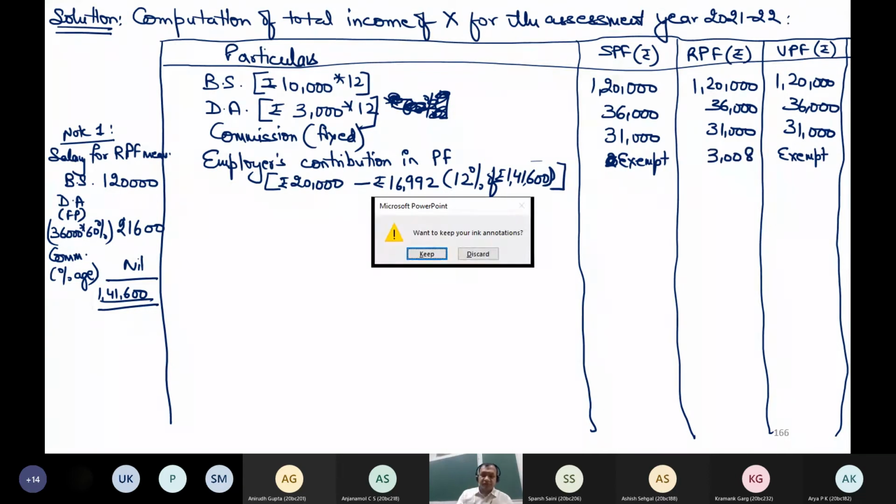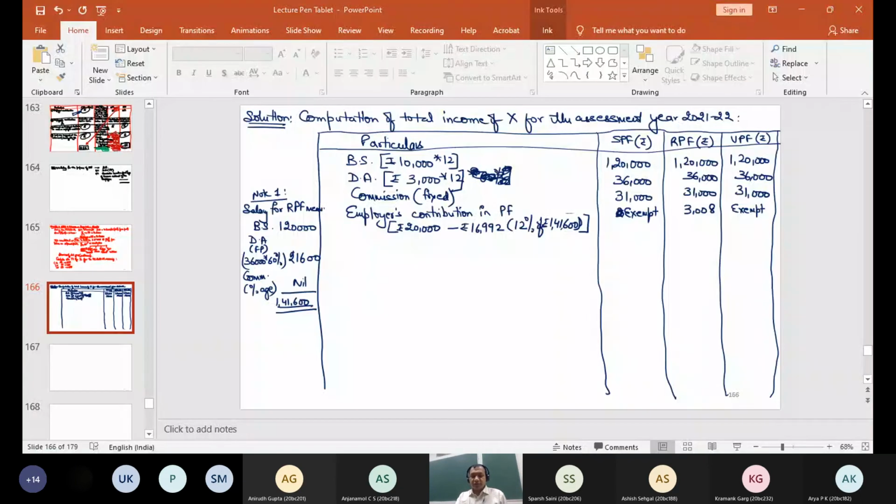If it is clear, please raise your hands. If you have understood the application of that theory which we discussed for computing exemptions of provident fund, if this theory is now clear with the numerical help, please raise your hand. Very good.